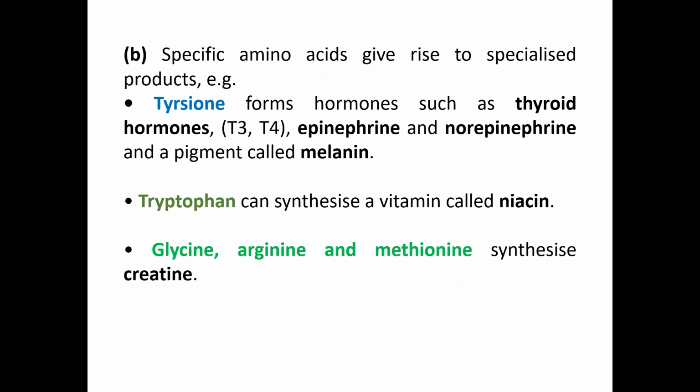For example, tyrosine forms hormones such as thyroid hormones, T3 and T4. T3 is triiodothyronine, and T4 is tetraiodothyronine. And we have epinephrine and norepinephrine, which are catecholamines. And also we have the pigment that is responsible for our skin color, which is melanin. It's a protein that is formed in the skin and is responsible for the pigmentation of our skin. So tyrosine is the precursor for the synthesis of all these.